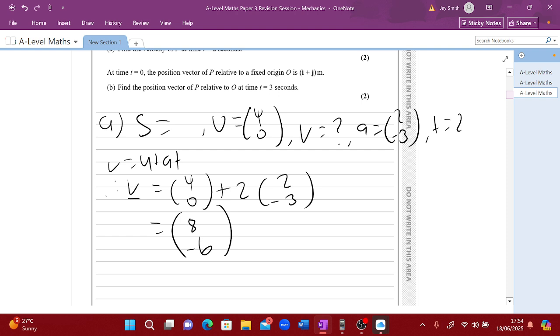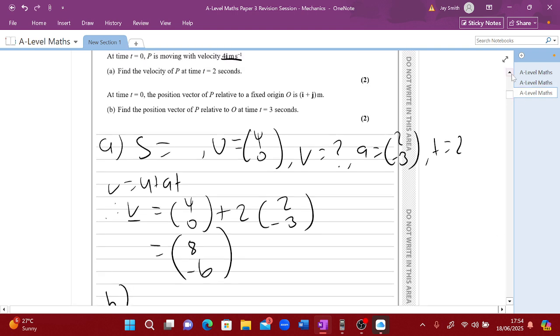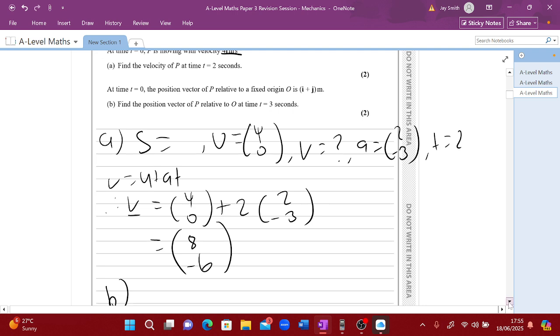Cool. And then part B says, what does it say? At time t is 0, the position vector relative to a fixed origin is i plus j. Find the position vector at time t is 3. Okay.